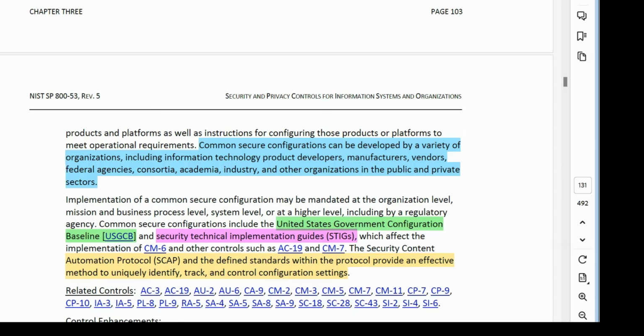Common secure configuration include the United States Government Configuration Baseline and Security Technical Implementation Guide, that is the STIGs, which affects the implementation of CM-6 and other controls such as the AC-19 and the CM-7, which is going to be our next video. The Security Content Automation Protocol, the SCAP, and the defined standards within the protocol provide an effective method to securely identify, track, and control configuration settings.